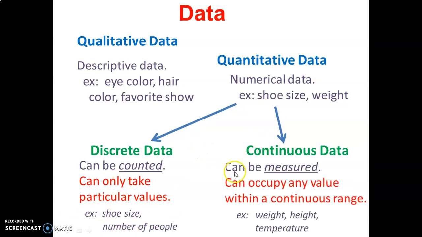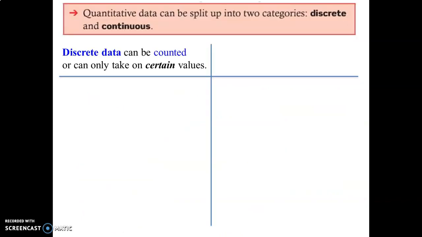Continuous data, in contrast, is data that can be measured. It is data that can occupy any value within a continuous range. For example, weight, height, temperature. If we say we want to get the weight of people, we can say the lowest weight, let's say, is 10 kilograms and highest is 80 kilograms. And somebody's weight can be any number in between, any decimal fraction number in between. That's continuous data.